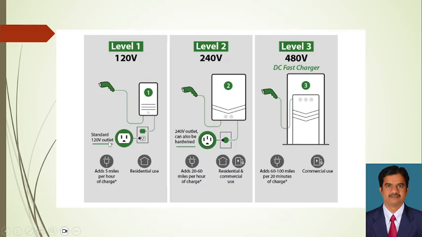Here is the battery pack. With a standard 120 volts outlet, we can charge the battery. A standard 240 volts outlet can also charge the battery, and this is the DC fast charging. Level 1 charging is used for residential use, and level 2 charging is used for residential or commercial use, and level 3 is completely used for commercial use. Remember, level 1 is used only for residential, whereas level 2 is used for both residential and commercial purposes, and level 3, that is the DC fast charger, is completely used for commercial purposes.